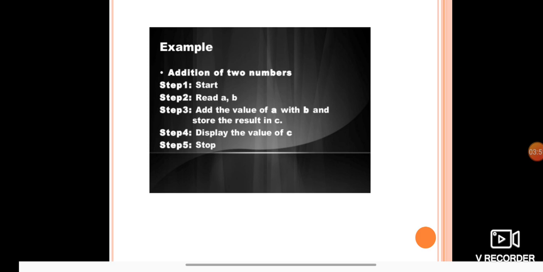Here we can see one example of algorithm: addition of two numbers. Here we describe this problem in some steps. First step is start, second step is read a, b, these two are the input, third step is add the value of a with b and store the result in c, fourth step is display c, and last step is stop. Thank you.